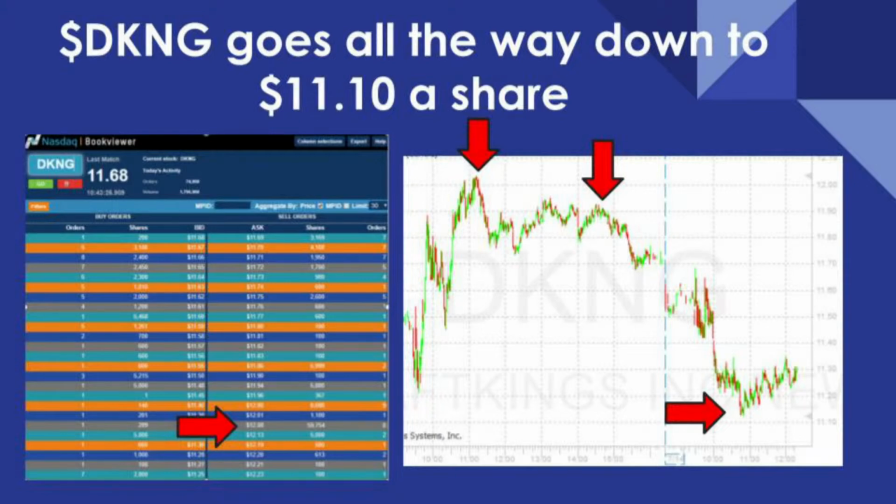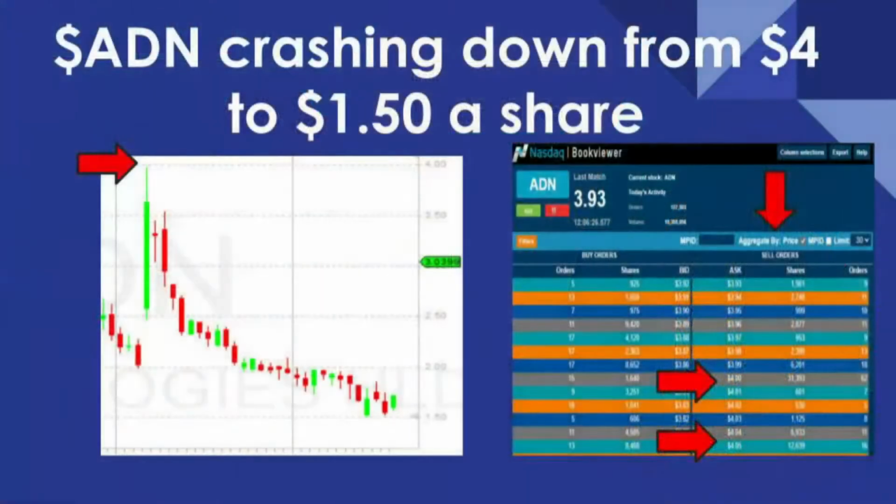And our last one, ADN, is the next ticker that we're taking a look at. ADN was also a very nice stock. This was a great intraday stock. It literally ran from about $2 to almost $4 a share, which is a pretty substantial winner for an intraday stock.